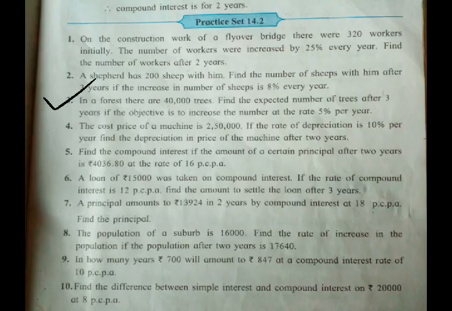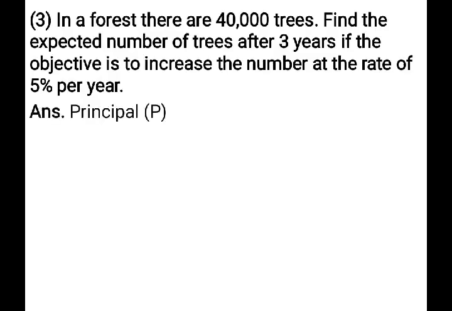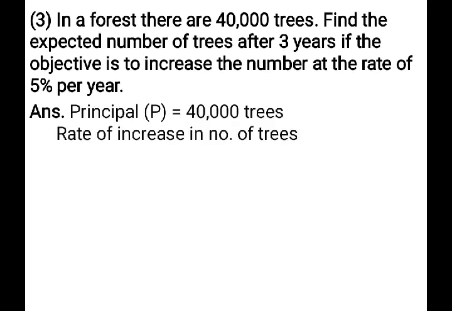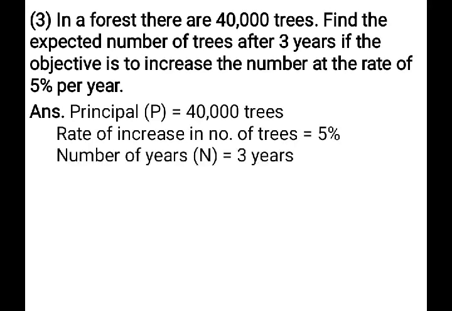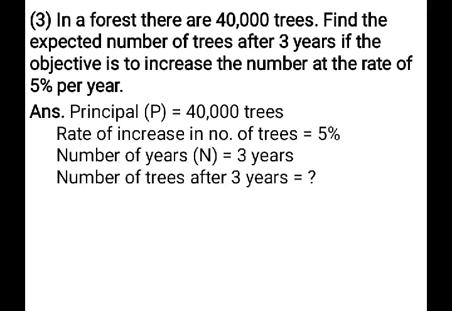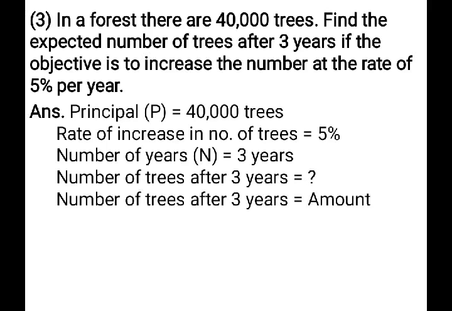In a forest, there are 40,000 trees. Find the expected number of trees after 3 years if the objective is to increase the number at the rate of 5% per year. Principal P is equal to 40,000 trees. Rate of increase in number of trees means rate of interest is equal to 5%. Number of years n is equal to 3 years. You have to find the number of trees after 3 years. Number of trees after 3 years is equal to amount.